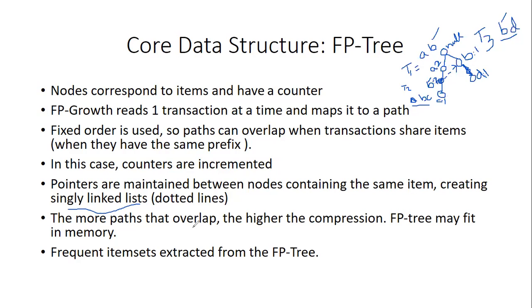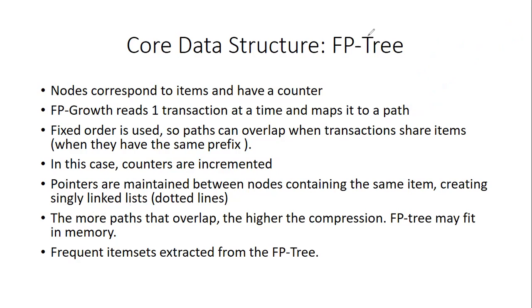The more paths that overlap, the higher the compression. See here, AB, ABC. Like this, when most of the paths are overlapping, we get a compressed tree. So the FP tree will fit into memory and consume less memory. When the tree is built completely, we can draw the frequent item sets from this tree. We'll see how to generate the tree in the coming slide.